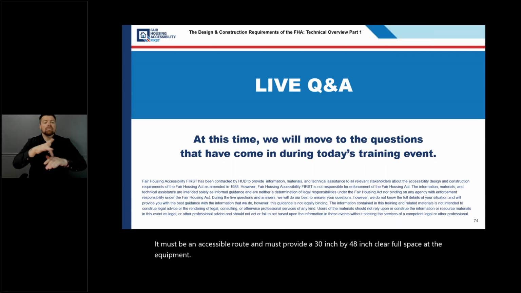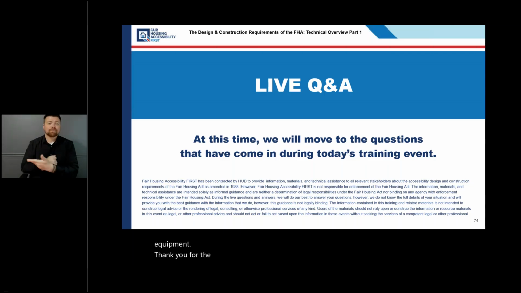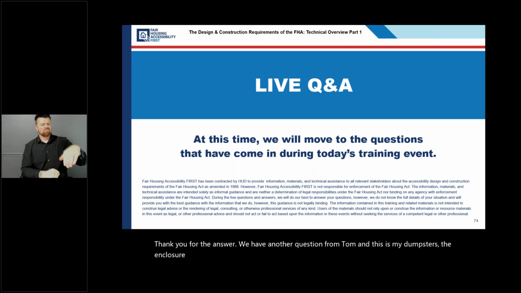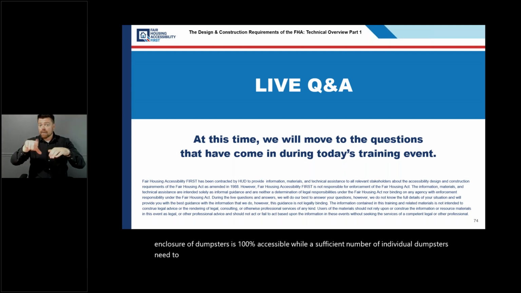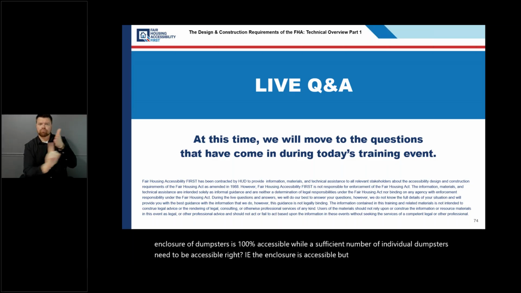Thank you for that answer. We have another question from Tom, and this is on dumpsters. The enclosure of dumpsters is 100% accessible, while a sufficient number of individual dumpsters need to be accessible, right? I.e., the enclosure is accessible, but the dumpsters in the enclosure may not all be accessible.